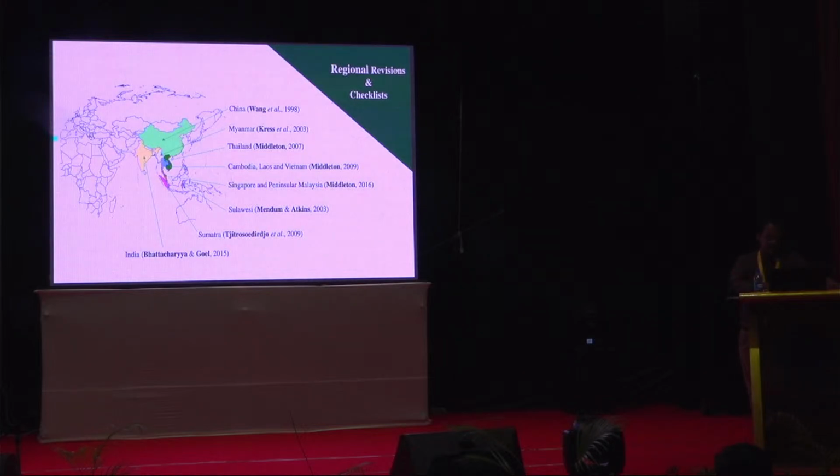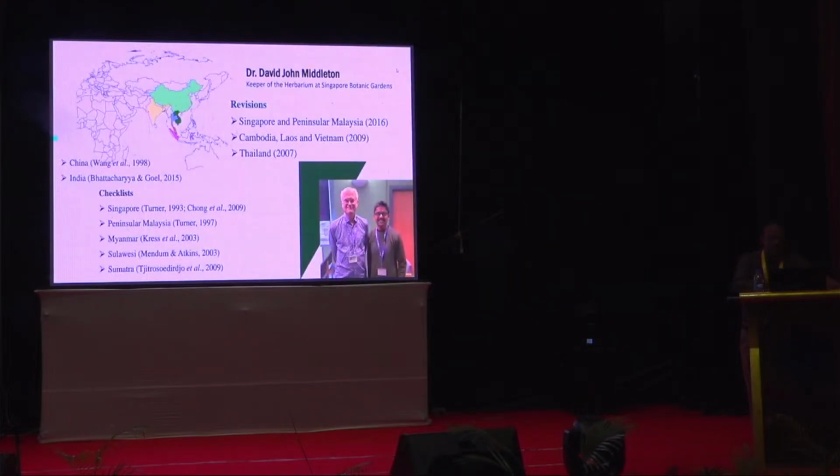For India, Bhattacharya and Goyal made a revision in 2015. But a few years later, I forget the exact year, one other person published the Northeast Indian revision, in which they recognized only 16 species from the Northeast. This was undertaken by Middleton, a contemporary scientist who has worked enormously on Aeschynanthus, and my student has also had discussions with him.